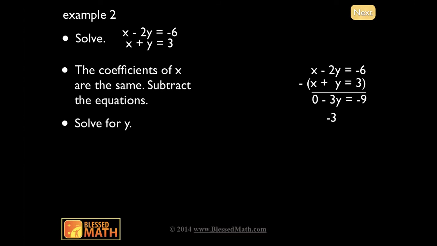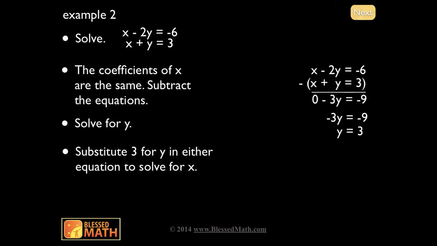Simplified, I have negative 3y is equal to negative 9. I'm going to divide by a negative 3 to get rid of that negative 3 coefficient being multiplied by my y on both sides. So I have y is equal to negative 9 divided by negative 3, which is 3. Now that I know y is equal to 3, I can substitute it back in for any of my equations and solve for x. So we have x minus 2y equal negative 6, but we really know that's the same thing as saying x minus 2 times 3 is equal to negative 6.